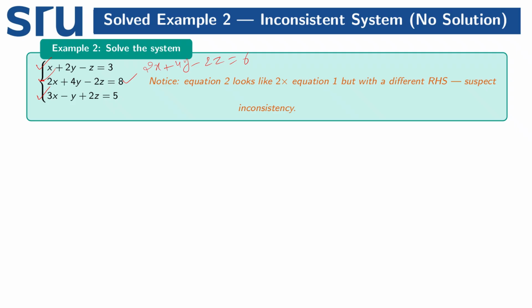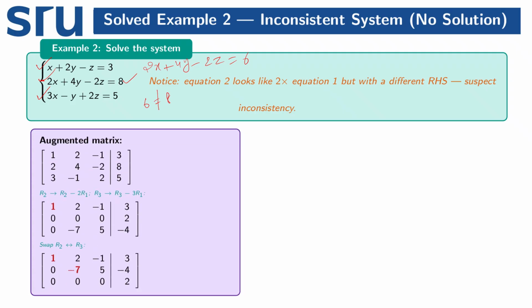Now let me ask you, can two equations have same left hand side but different right hand sides? Actually no, because that would mean 6 equal to 8, but that is not possible as they are not equal, right? So now we convert this system to augmented matrix, in which this left hand side part is the coefficients matrix, and this right hand side part 3, 8, 5, this column is the constants column matrix.